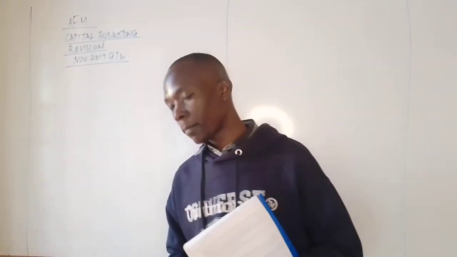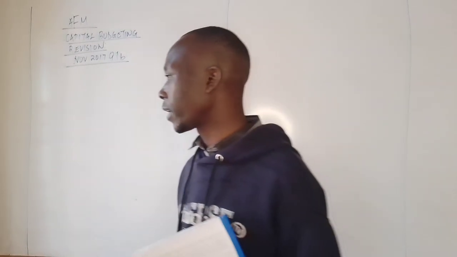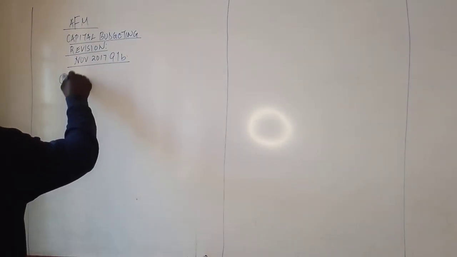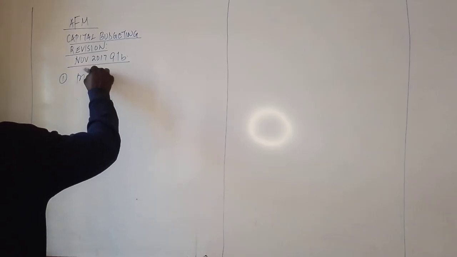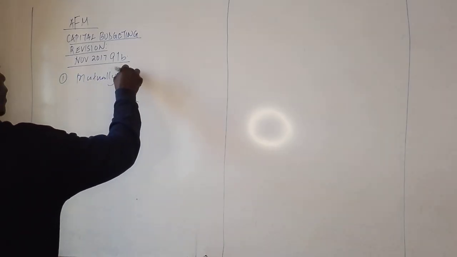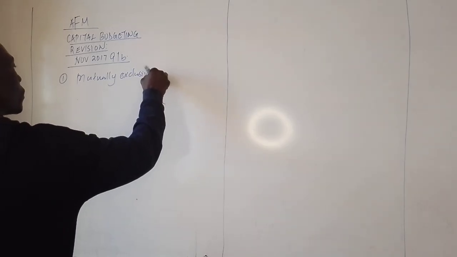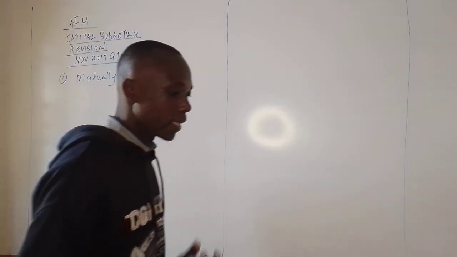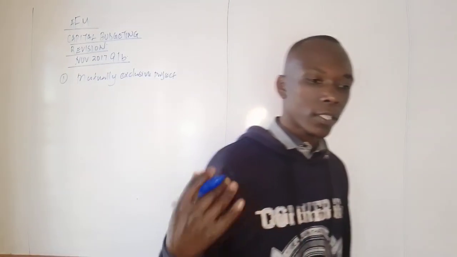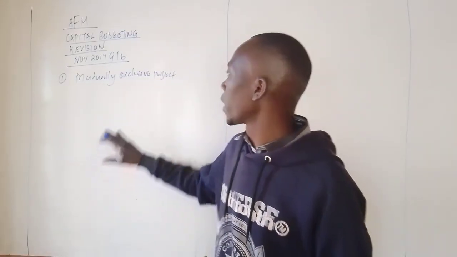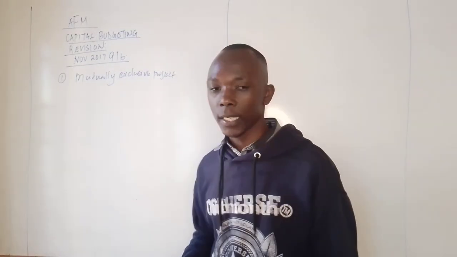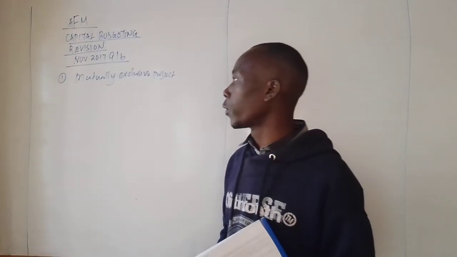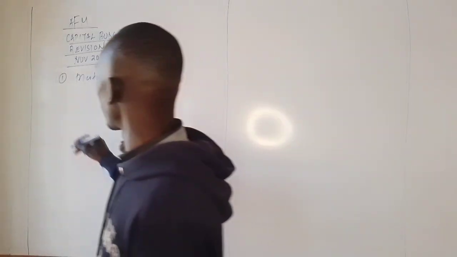So, in capital budgeting, we have various projects. The project number 1 that we have under capital budgeting is what we call the mutually exclusive project. When we talk about mutually exclusive projects, they are alternate or substitute projects. Meaning, if you undertake one project, automatically you are going to reject the other project. Those are mutually exclusive projects.